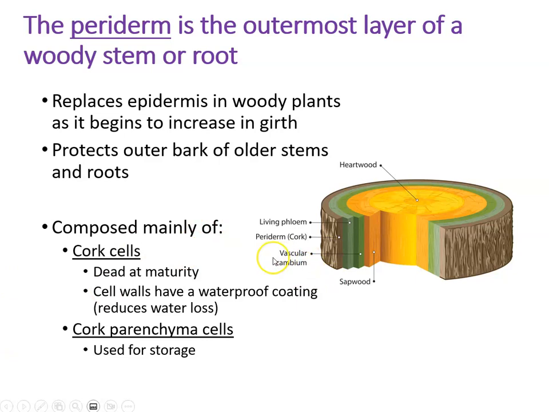Mostly, periderm is composed of cork cells. Cork cells are cells that, when they become mature, are actually dead, not living, but they're still part of the living organism if it is still alive. Cork cells also have cell walls with a waterproof coating to help protect the plant from losing water. Another type of cell in the periderm are called cork parenchyma cells, and these are used for storage of food, water.